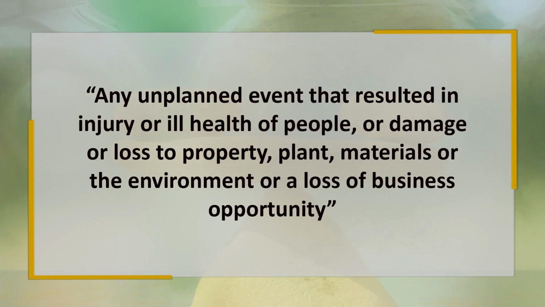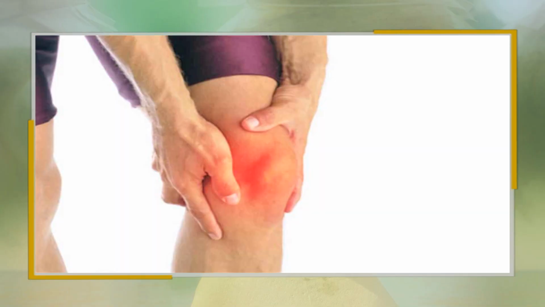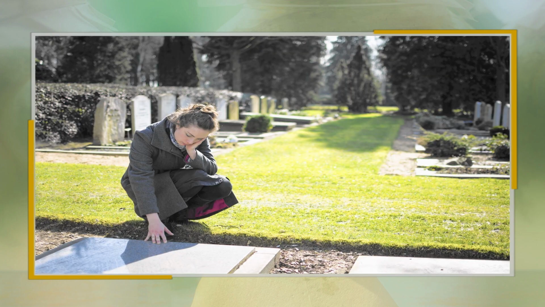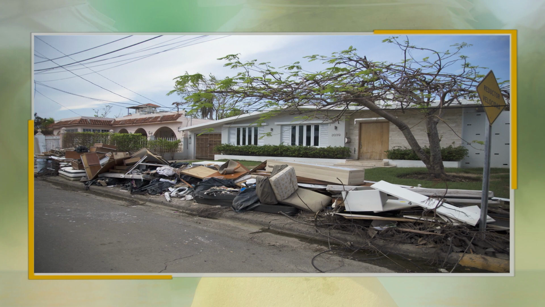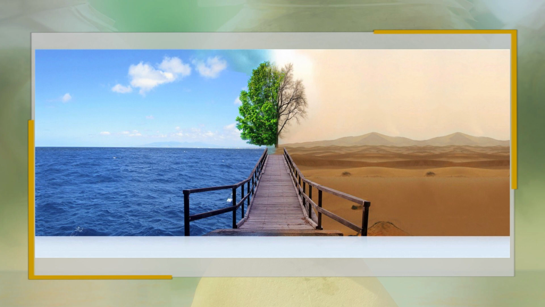The Health, Safety and Environment define an accident as any unplanned event that resulted in injury or ill health of people or damage or loss to property, plant, materials or the environment or a loss of business opportunity. Accidents can be classified as unplanned and unexpected events giving increased risk of injury, ill health, death, and loss of property, damage to environment, or any combination thereof.